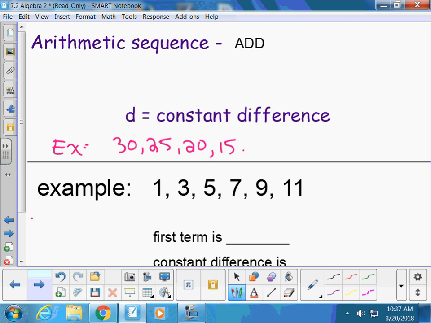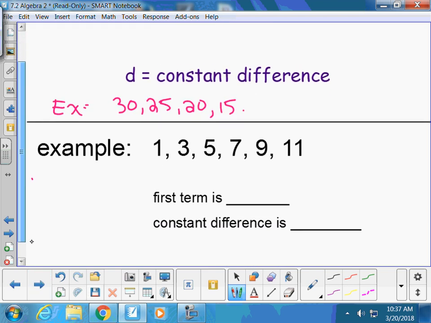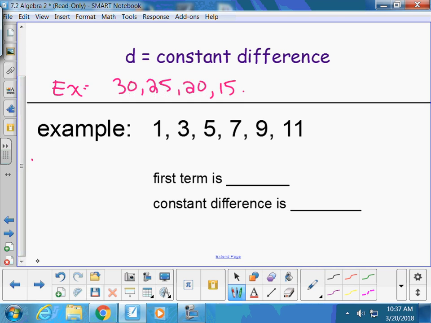So we're going to look at sequences. We're going to say yes or no, whether we think they're arithmetic, and then we're going to identify their first term and their constant difference. So 1, 3, 5, 7, 9, yes or no? Do we think it's arithmetic? Yeah. What's the first term? What's the constant difference? 2.